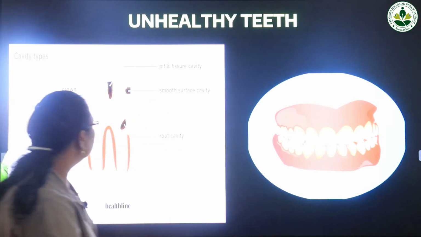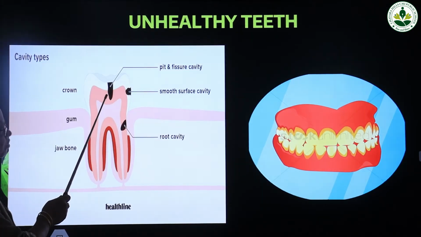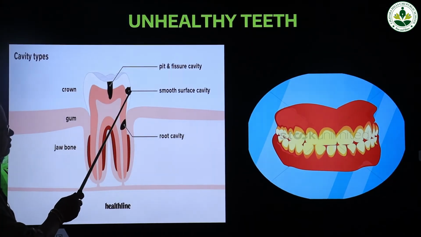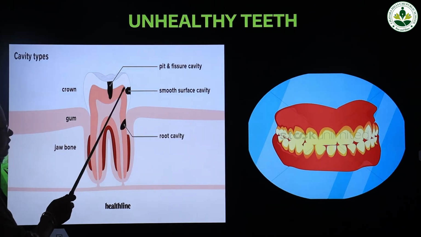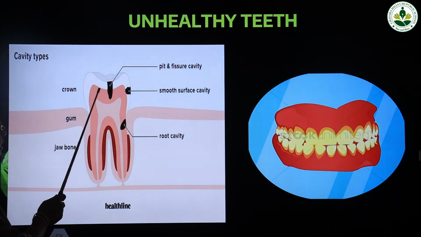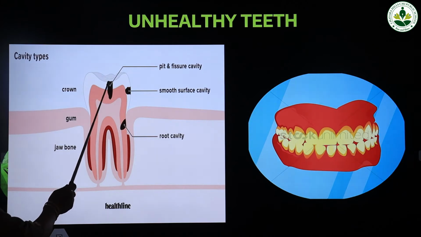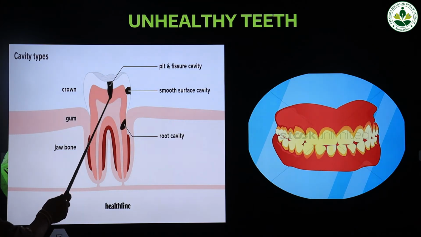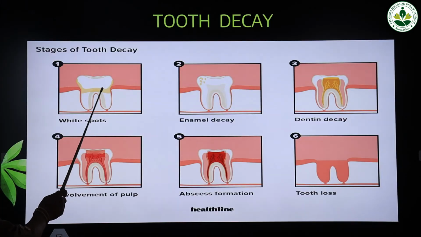So this is the cavity formed. Smooth surface cavity. First the germs attack the enamel. Then it attacks the dentin and it attacks the pulp, and slowly cavities, holes, will be formed. That is this one, cavities are formed.